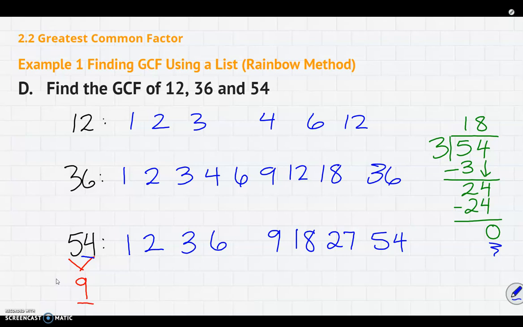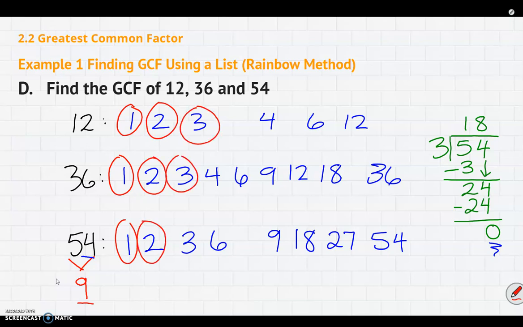And then, of course, I would try 7. 7 does not work. I would try 8. 8 does not work. And then I go back to 9. Well, I already have 9 on my list, so my list is complete. Now, the key catch for finding the GCF between 3 numbers is that you are circling the factors that are common to all 3 of them. It can't be just 2 of the numbers. It has to be in all 3 of them.